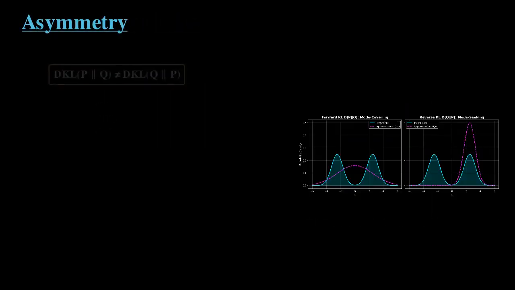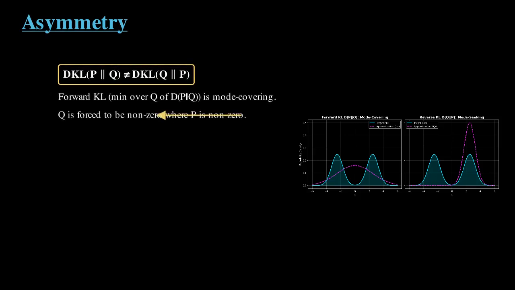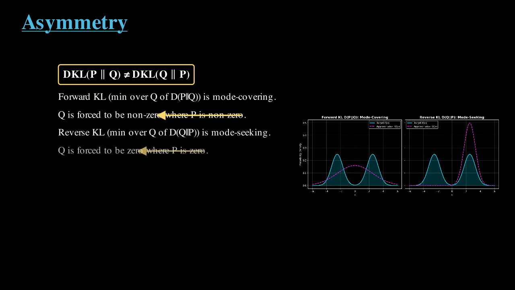Crucially, KL divergence is not a true distance metric because it is asymmetric. The KL from P to Q is not equal to the KL from Q to P. This asymmetry has profound consequences in variational inference. When we minimize the forward KL, D(P‖Q), we're trying to fit a simple model Q to a complex data distribution, P.